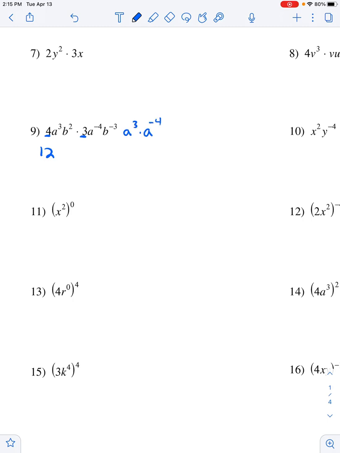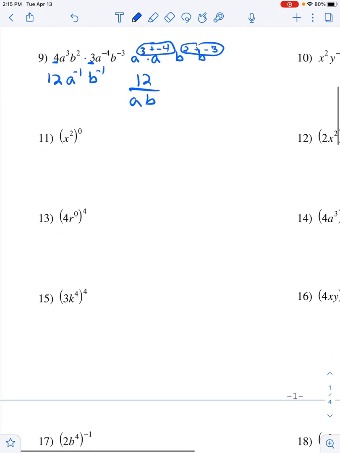So I like to group them together. I have b to the second, and I have b to the negative third. So I'm going to add these two together, and I'm going to add these two together. So 3 plus negative 4 is negative 1, and 2 plus negative 3 is negative 1. Since those are negative exponents, we're going to flip them.